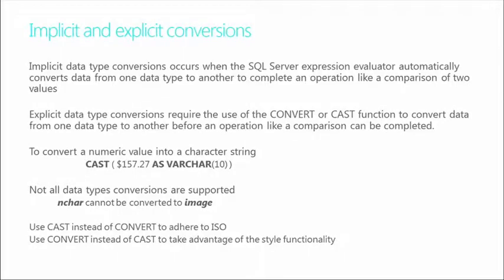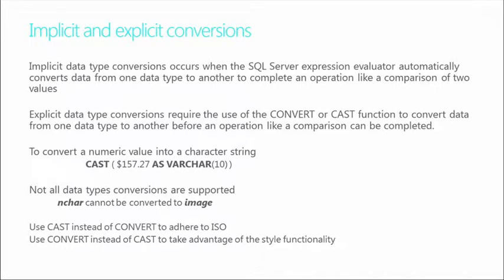There's an example here in the slide of casting $157.27 as a varchar. So it's going to convert that and now store that as a varchar and be able to work with that using that new data type here. But again, not everything's supported. For instance, an nchar cannot be converted to an image data type. Most everything, as you stay within the common data types, you're pretty safe. But if you're going to get into some more unique ones like image, those you have to be a little more cautious about.